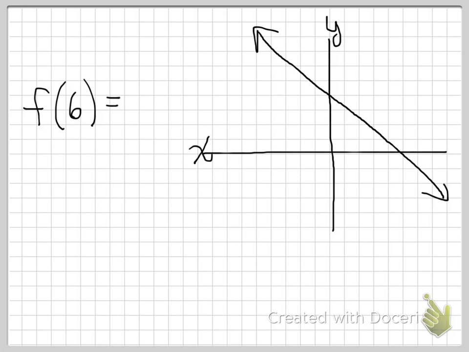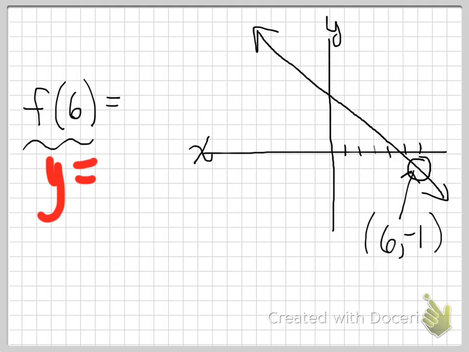Now remember, f of 6 really means y equals, okay? So they're asking you, what is the y when the x is 6? So you want to look 1, 2, 3, 4, 5, 6. So when the x is 6, the y is -1, because the point right there is (6, -1). Because when we name points, it's always x and then y. I always remember that because it's alphabetical. So they're saying, what happens if the x is 6? Well, then the y is -1.